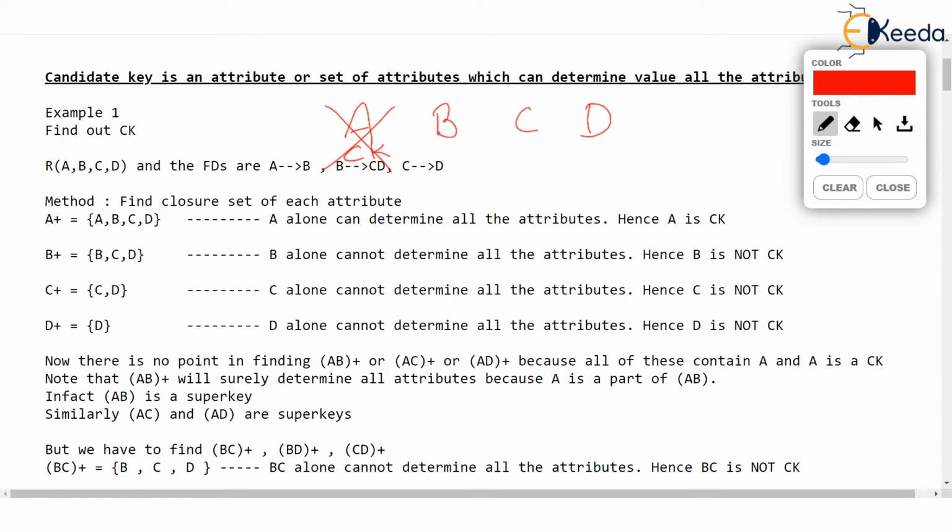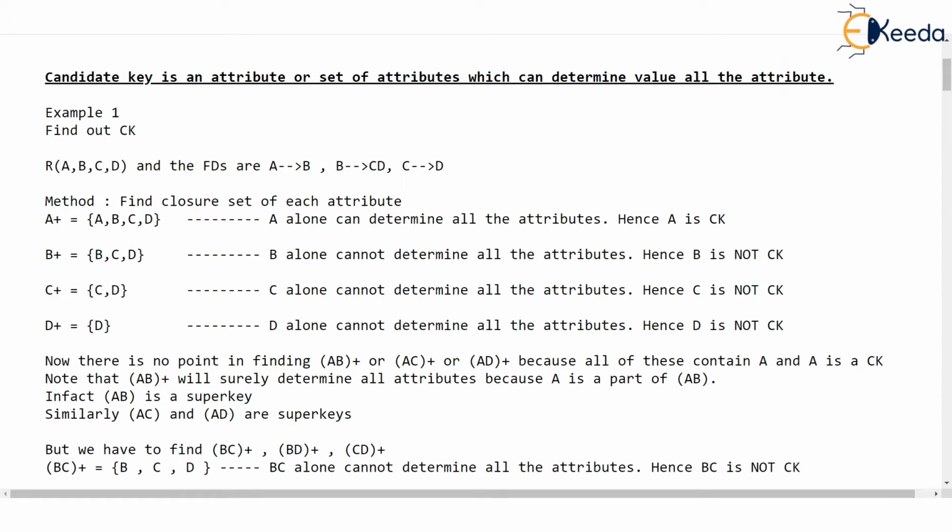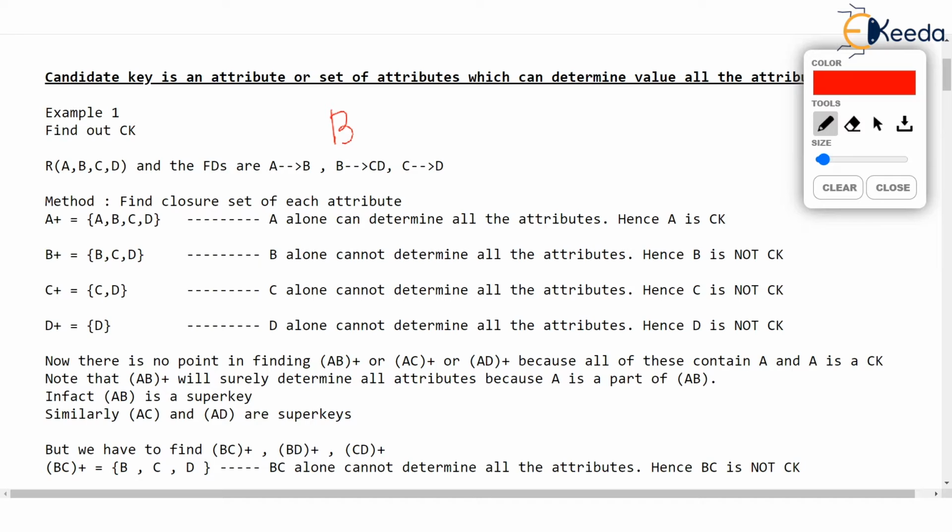But we will go with the combination of this BCD. We will try BC, then BD and CD. These are the only three possibilities with two attributes. So what is going to be BC closure? Just check. BC closure, when you find, it will definitely contain BC. Correct? Now, as B is there in this closure set, B will bring in CD, observe.